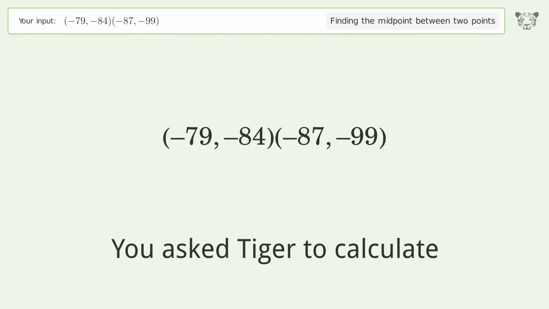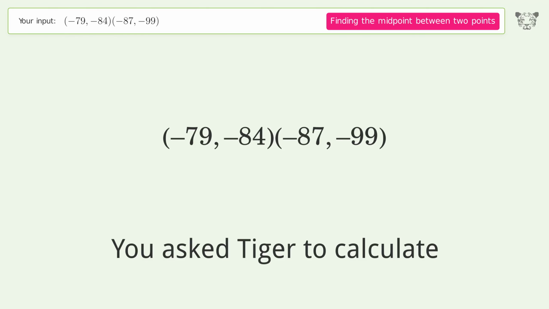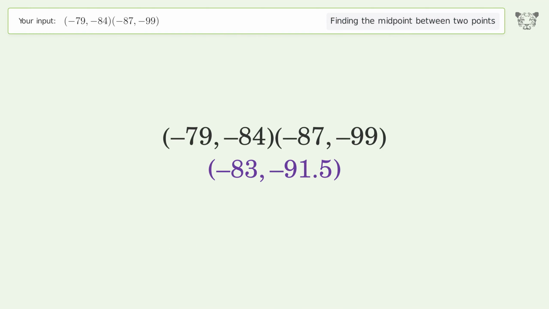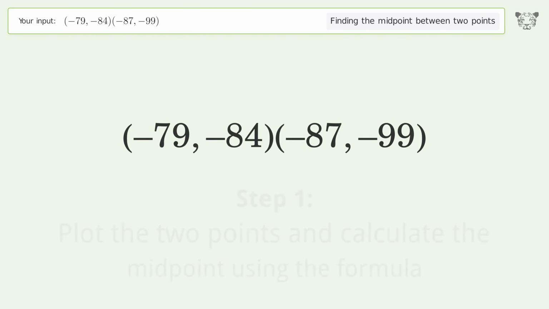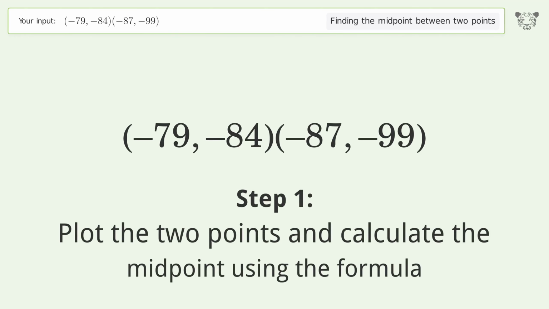You ask Tiger to calculate. This deals with finding the midpoint between 2 points. The midpoint between the 2 points is -83, -91.5. Let's solve it step by step. Plot the 2 points and calculate the midpoint using the formula.